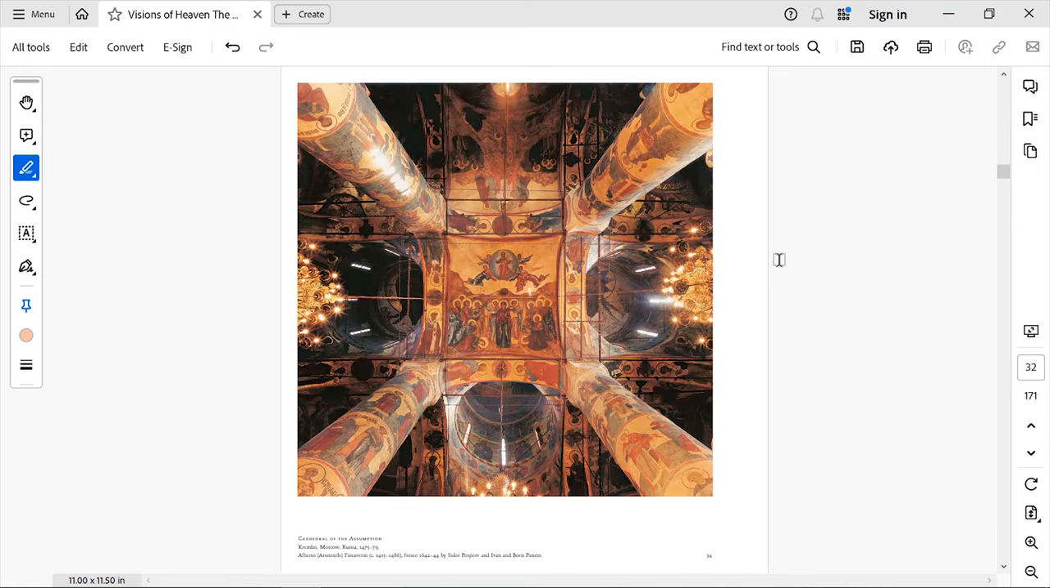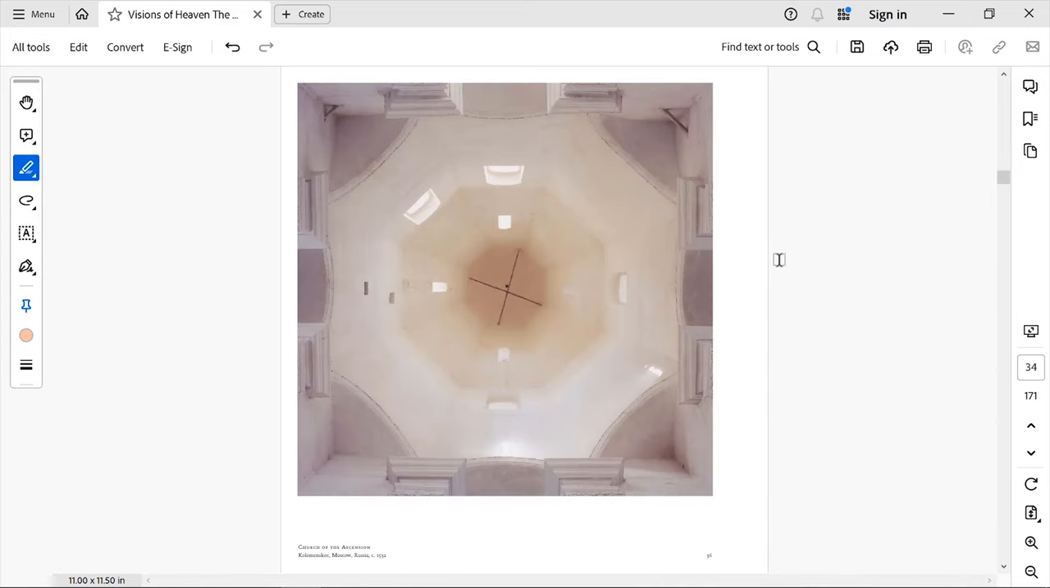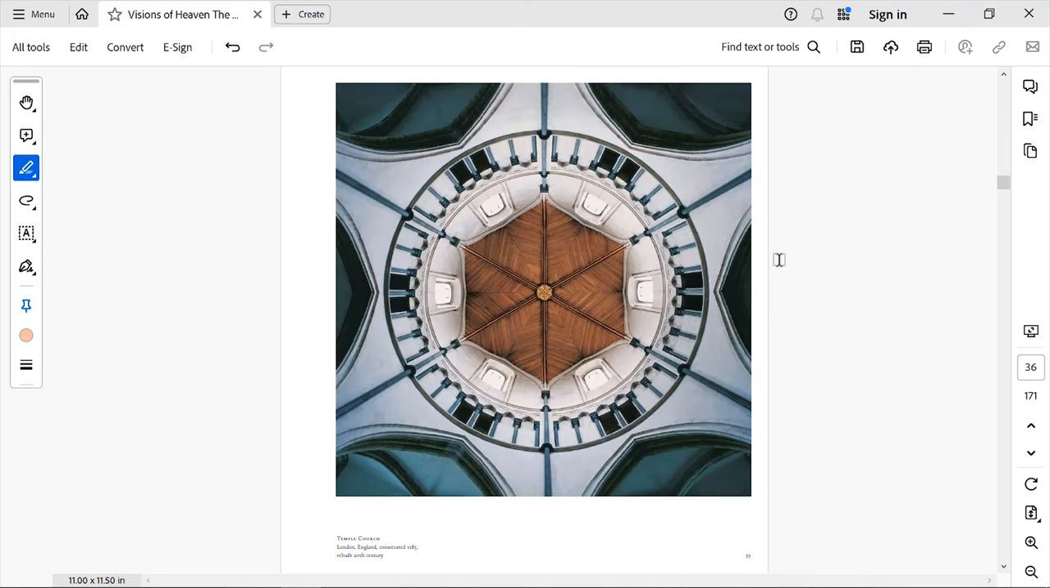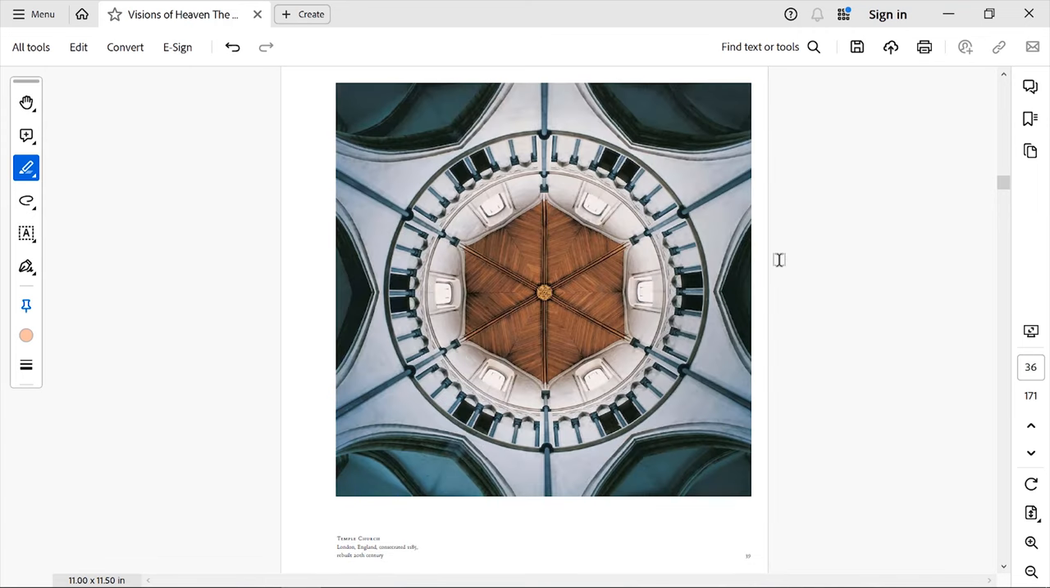Cathedral of the Assumption in Moscow. Moscow is one of my dream destinations. Can't wait to go to Moscow one day. This is the Trinity Monastery in Russia. Next is the Church of the Ascension, also a mosque, Russia. St. Basil's Cathedral, Red Square. Temple Church. Cathedral in England. It's just called Cathedral in England, like, okay, could be literally any cathedral. I don't know, maybe. Temple Church, okay.